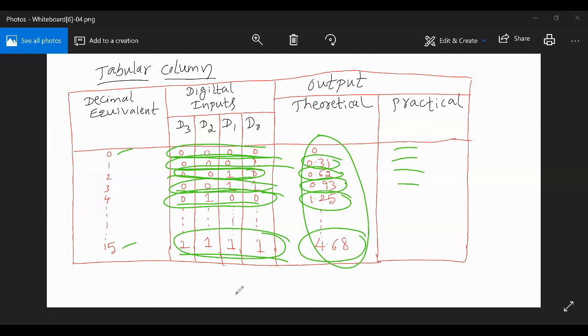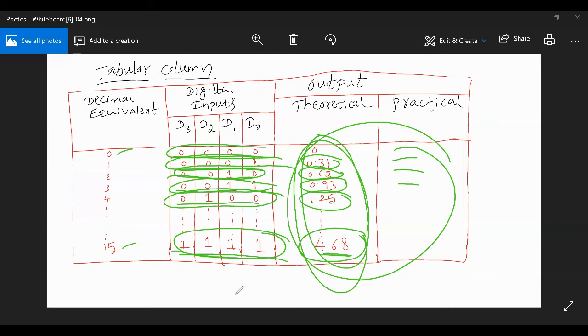You have to note down the practical voltages which you get after the experiment, and you have to compare these two. The theoretical and practical values must be approximately the same, right? So after verifying the analog outputs, you see 4.68 is obtained for the maximum input. What is the maximum input? 15. For 15, the maximum output obtained is 4.68. What is the V reference we are given? 5 volts. The obtained value is 4.68, which is approximately 5 only, but practically some loss will be there. If you neglect that loss, you can consider this as 5.